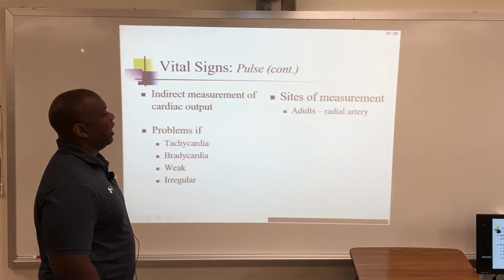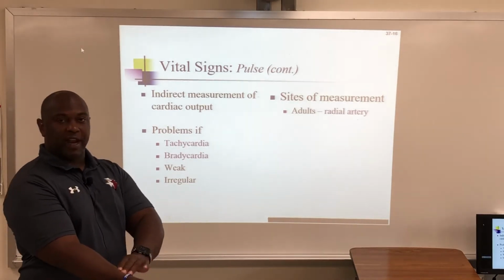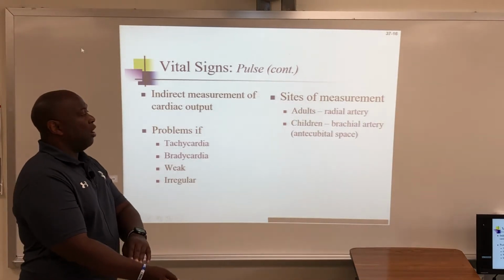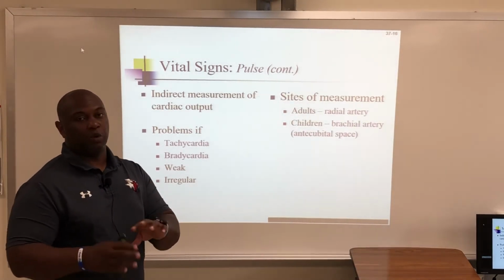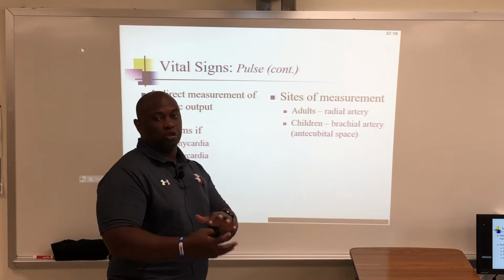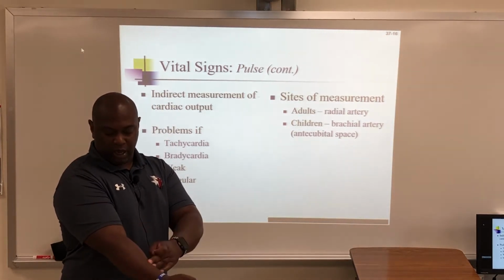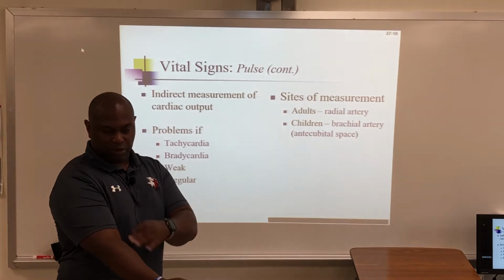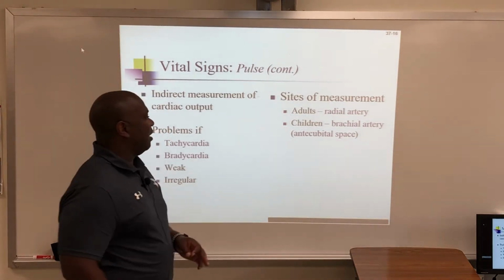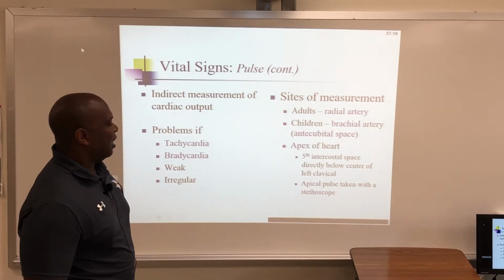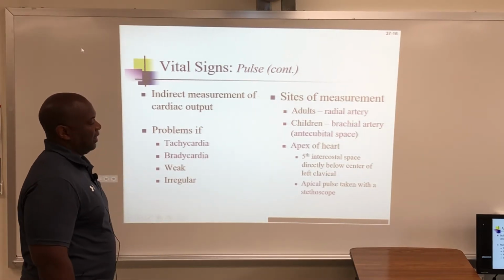Sites of measurement, radial pulse. Again, radial pulse is right here on your wrist. Okay, children are on the brachial artery, especially 0 to 1. 0 to 1 children are on your brachial artery, which will be right here between these two bones, okay? All right, apex of the heart, we'll get to that later. We'll talk about that and apical later on, okay?